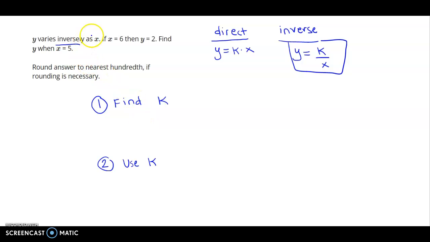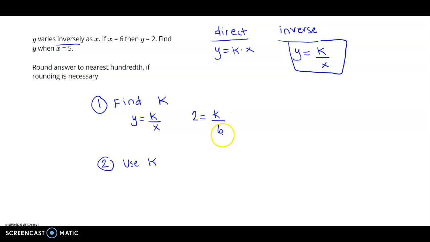To find k, we're going to use this first sentence. If x equals 6, then y equals 2. So we're going to use y equals k over x and plug those in. So y, which is 2, equals k, which we don't know, over x, which is 6.